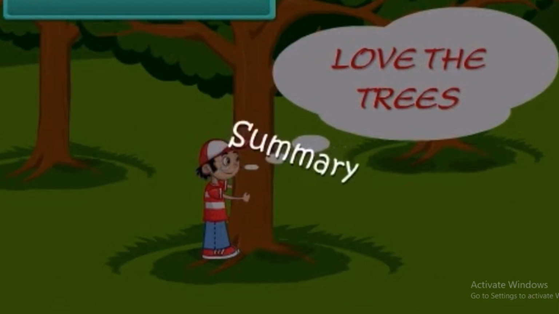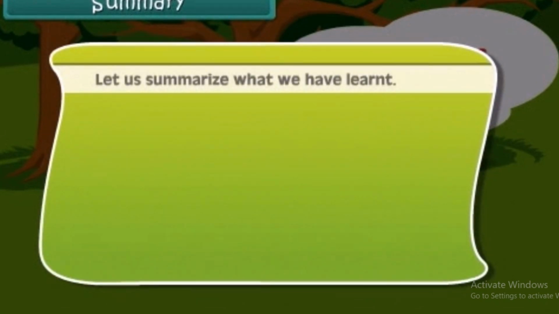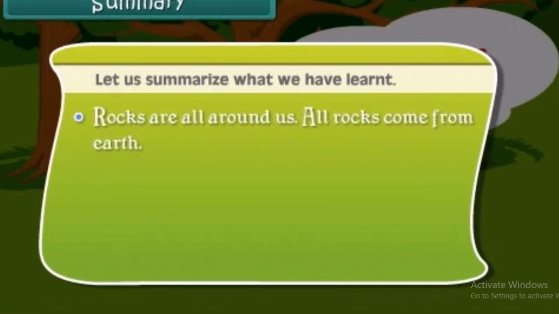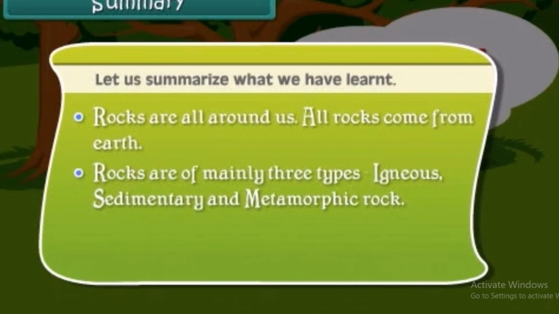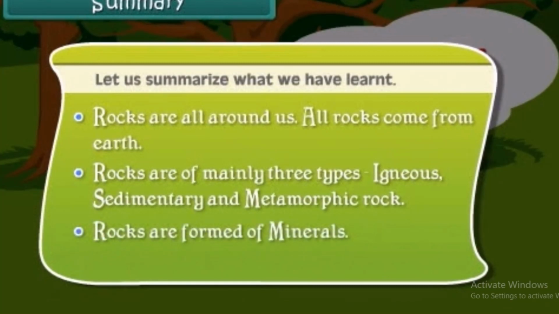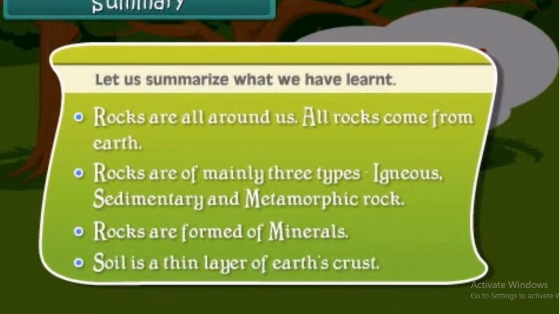Summary. Now friends, let us summarize what we have learned. Rocks are all around us. All rocks come from earth. Rocks are of mainly three types: igneous, sedimentary, and metamorphic rock. Rocks are formed of minerals. Soil is a thin layer of earth's crust.